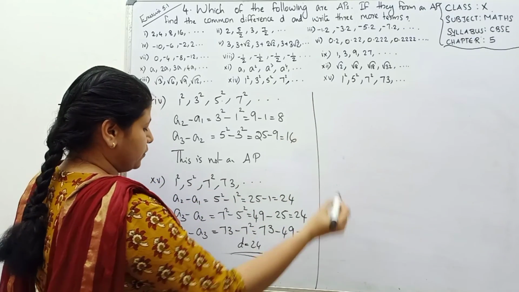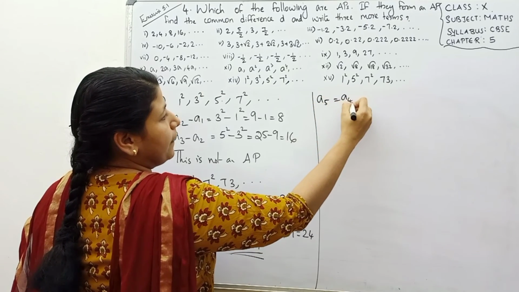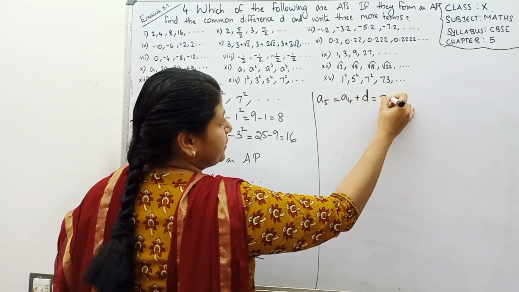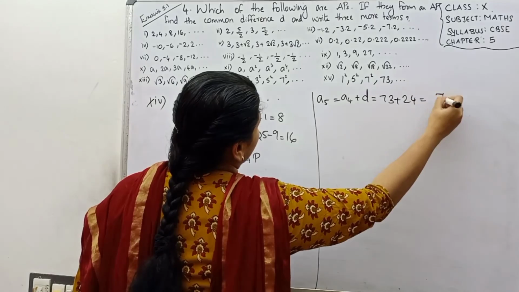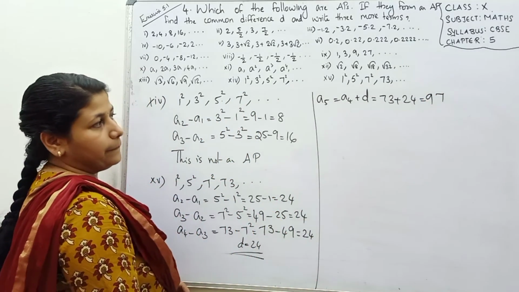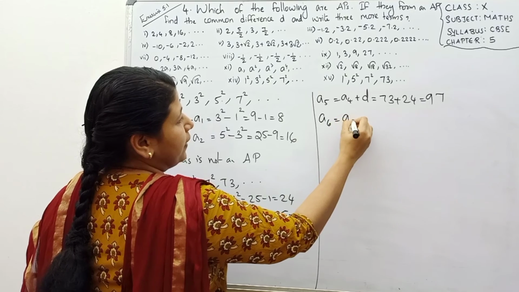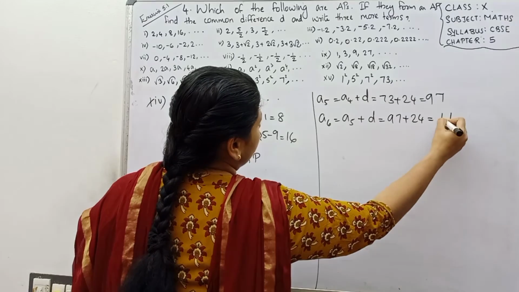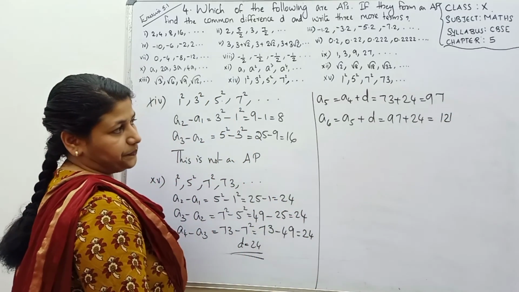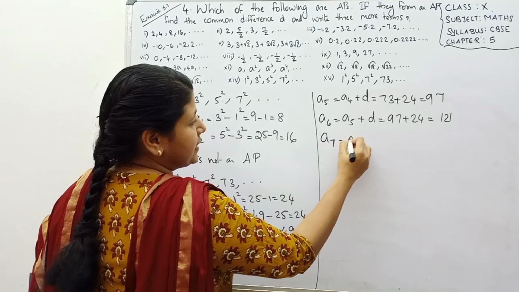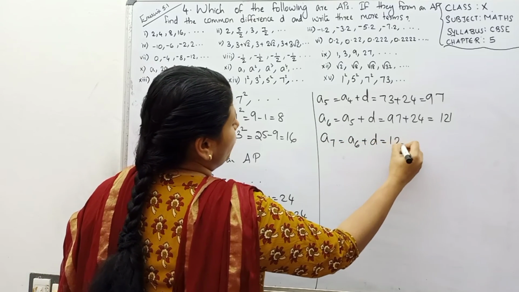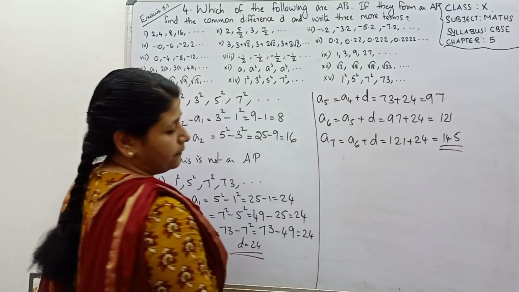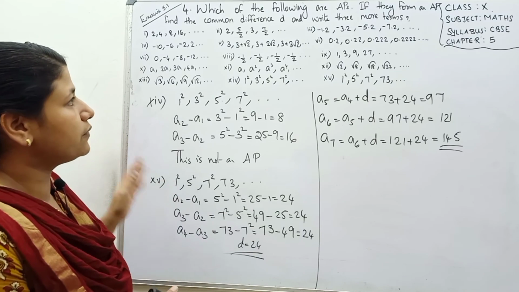Find out the next three terms, which is A5 equal to A4 plus common difference, which is A4 is 73. 73 plus 24 is 97. Okay. Then A6, which is A5 plus common difference, which is 97 plus 24, 121. Then A7 is A6 plus common difference, which is 121 plus 24, which is 145. So, these are the next three terms of the sequence.